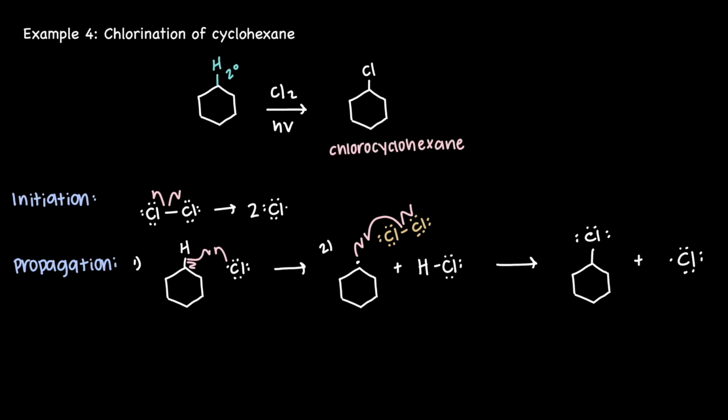Because every carbon in the ring is equivalent, only one constitutional isomer is possible. No chiral centers are created. Finally, in the termination step, two chlorine radicals combine to form a chlorine-chlorine bond. Example 5, chlorination of methyl cyclohexane. Our final chlorination example is methyl cyclohexane.